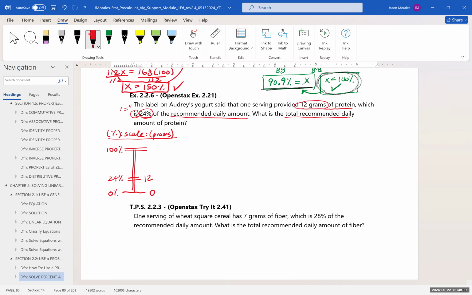And it says, what is the total recommended daily amount of protein? So when they say, what is the total, right? In the previous examples, we looked for the keyword of to represent an association with the maximum amount being related to 100%. So total is a word that's referring to a maximum amount. So what's the maximum total recommended daily amount of protein? That is our unknown. We don't know what that is. And so that is going to get associated with our 100%.